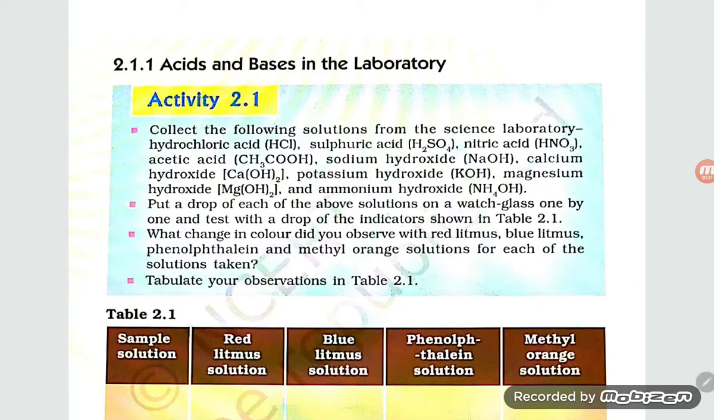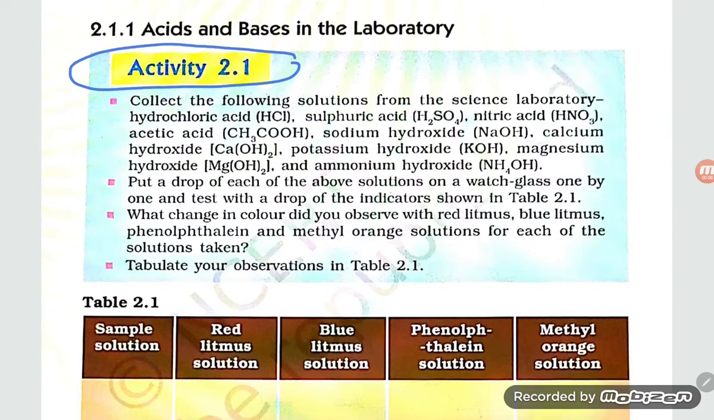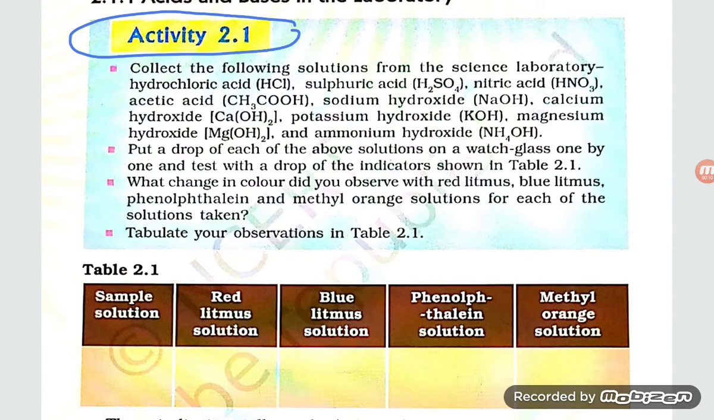Hello students, now I am going to explain Activity 2.1 of Grade 10 NCERT Chemistry. See what the easy problem is, students. How can you understand? Collect the following solutions from the science laboratory: hydrochloric acid.